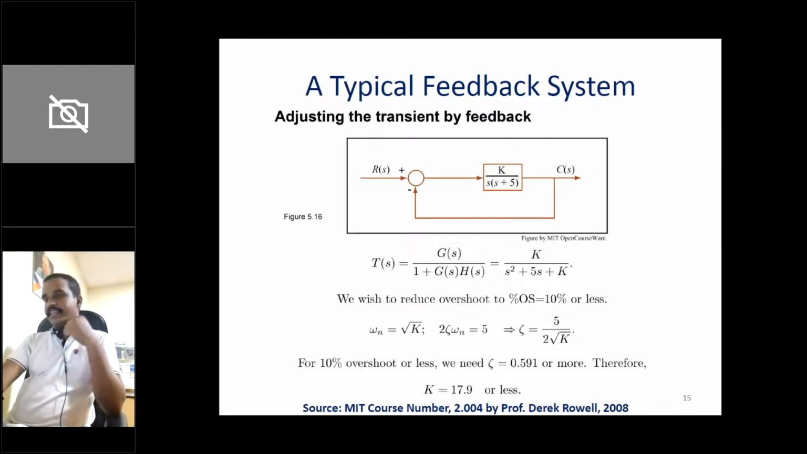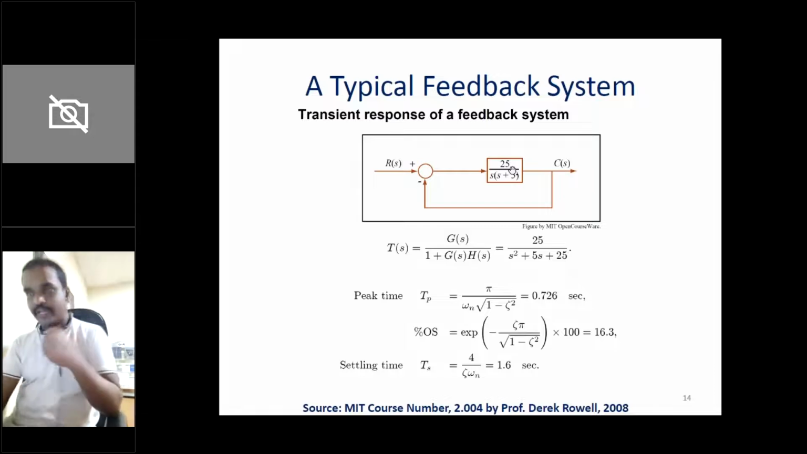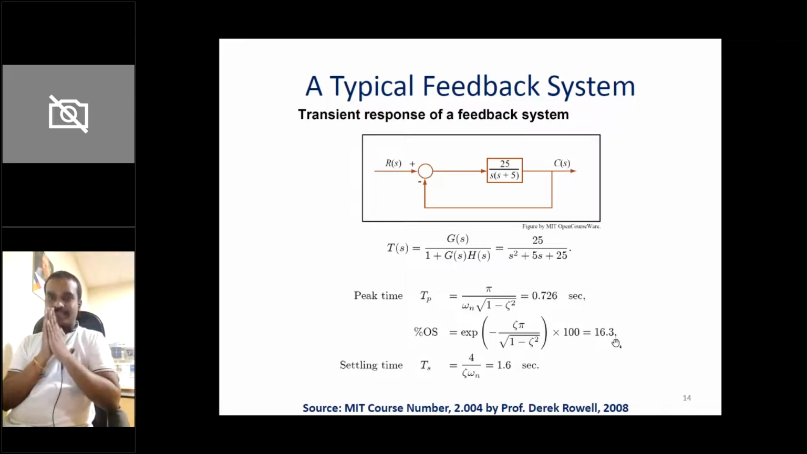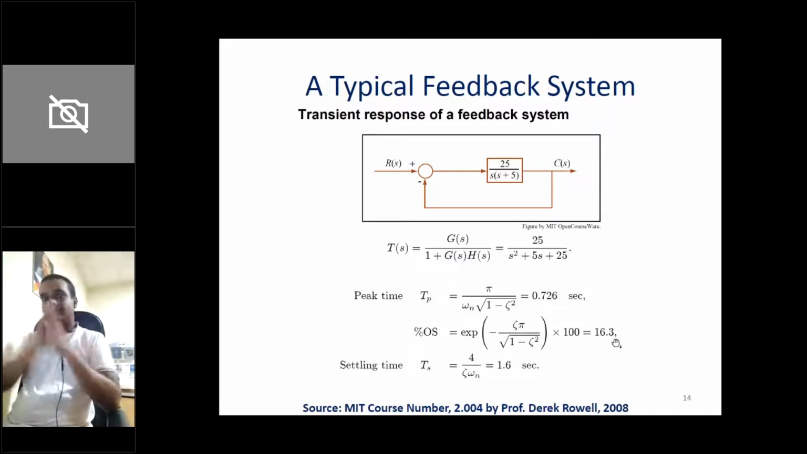And another aspect here: if I take k equal to 25, then my overshoot is 16.3%. You can see that k equal to 25 is the controller, which is in your hand. The controller is the one which is in your hand, which you can tune. But I don't want this much overshoot, because this is too much overshoot for my system. That means I don't want to go to 16.3. I want to keep myself below 10% overshoot.